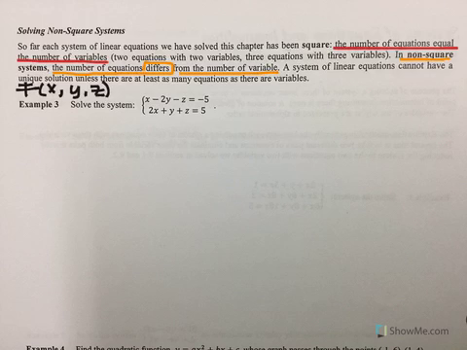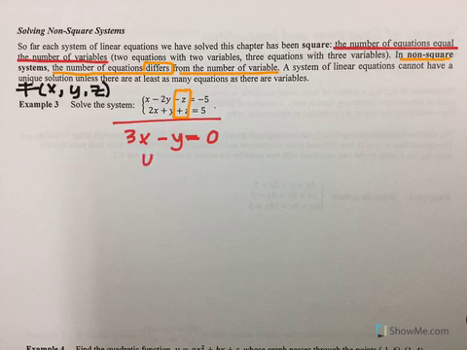Okay. So to solve this system, I'm going to start by noticing that if I add these together, the z's are going to be eliminated. So I'm going to start with that. I get 3x minus y equals 0. Okay. So that means that y is equal to 3x. So notice that it's not an answer, but it's an expression which tells me how x and y are related to each other. Okay, so now I know how y is related to x.